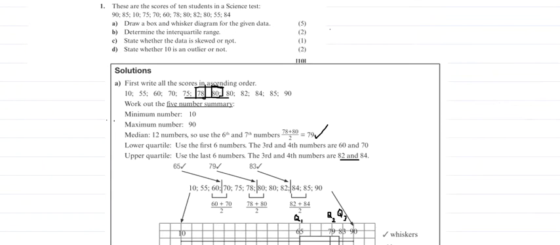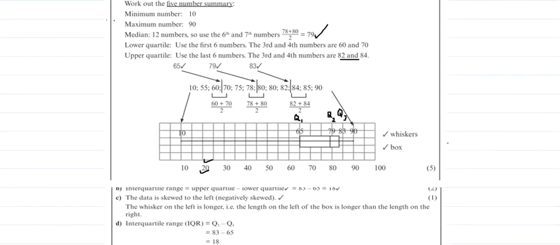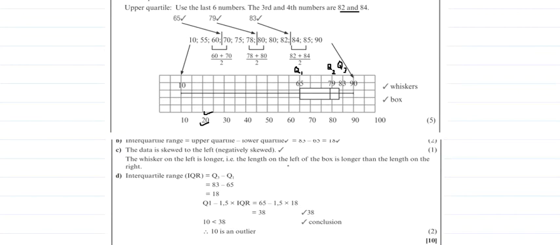In C, we are asked whether the data is skewed or not. To determine this, we look at the box and whisker diagram. If you look at it, you can see to the left of the median there is a larger space than to the right. So the data is more spread out to the left. In this way we say that the data is skewed to the left, or negatively skewed.